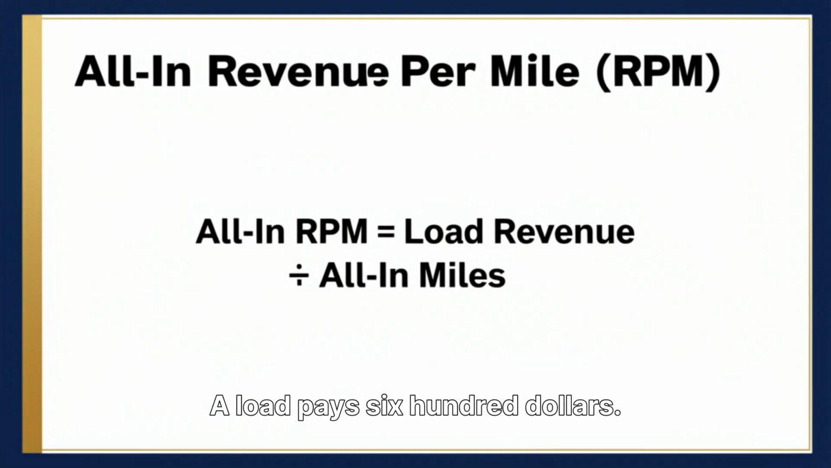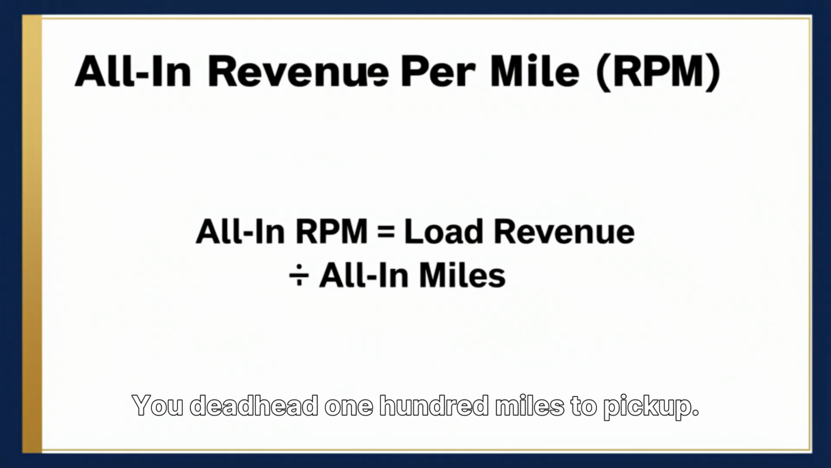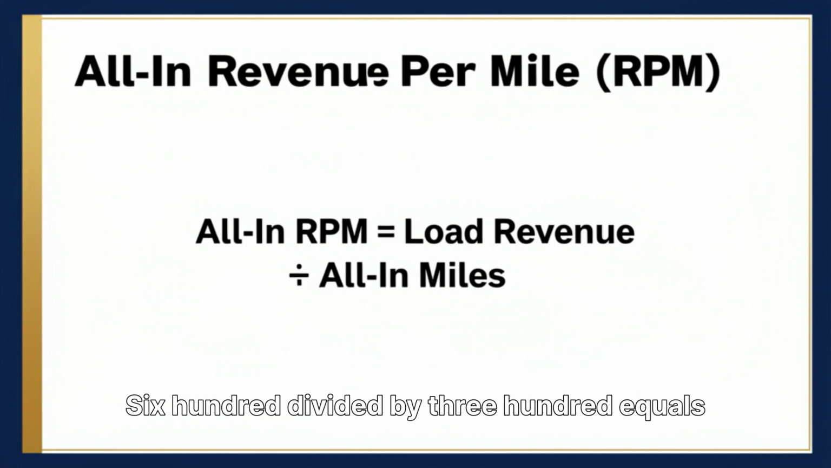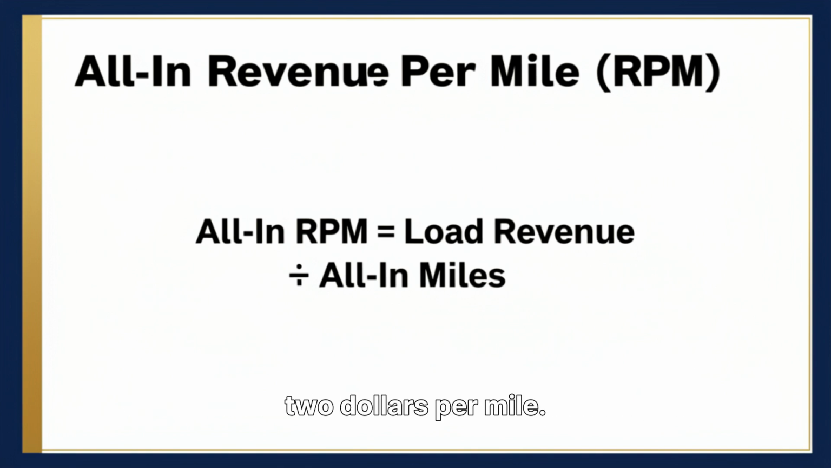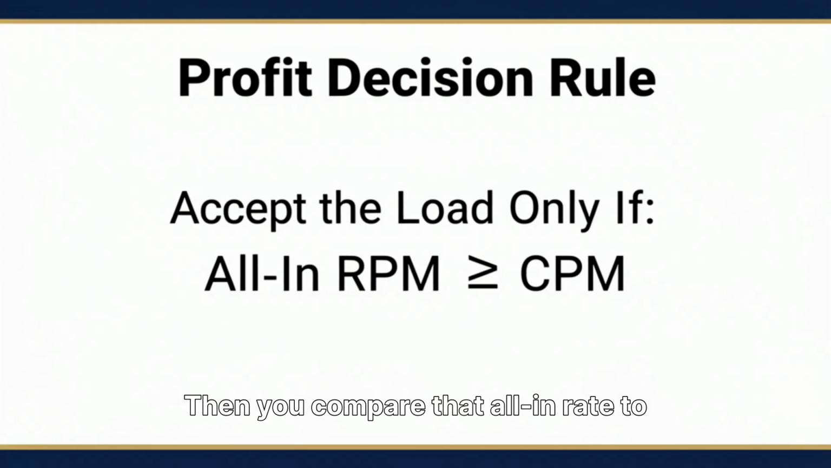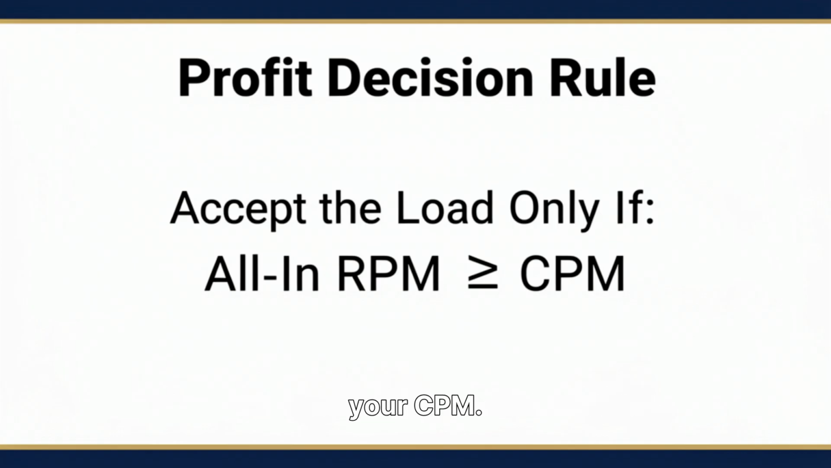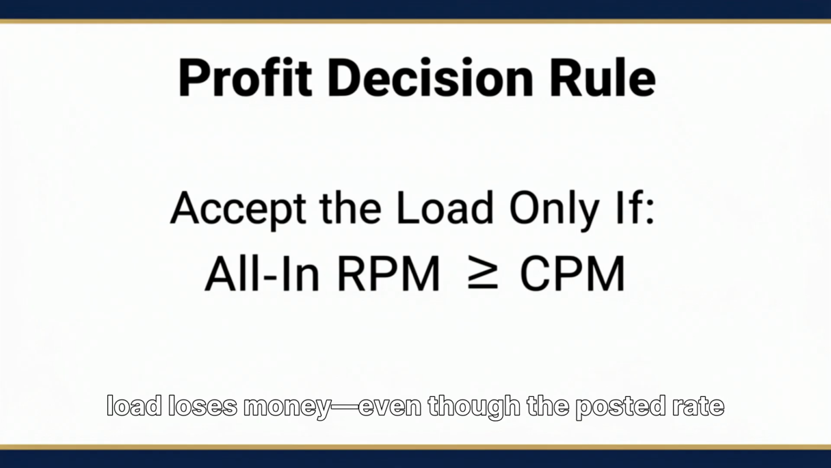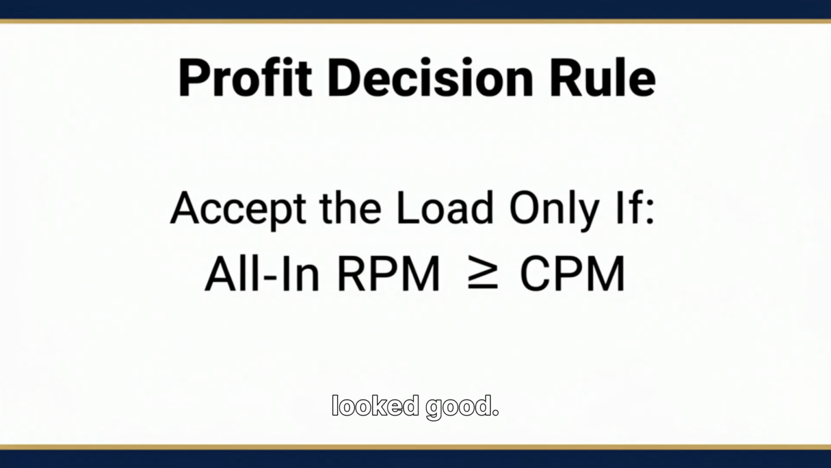Now let's apply it to a real load. A load pays $600. Loaded miles are 200. You deadhead 100 miles to pick up. Total miles are 300. 600 divided by 300 equals $2 per mile. That's your real all-in rate. Then you compare that all-in rate to your CPM. If your CPM is 190, that load produces a small profit. If your CPM is 210, that load loses money, even though the posted rate looked good.